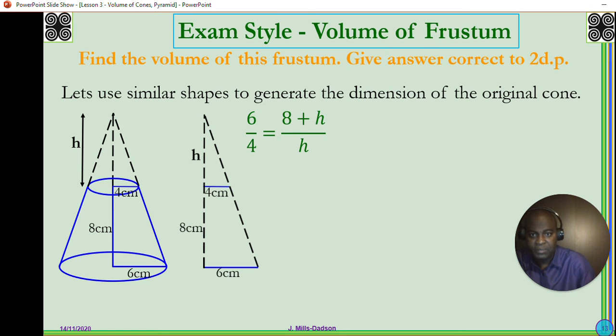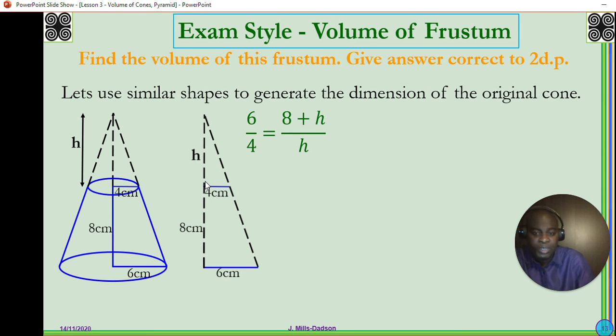First scale factor. If I divide this 6 radius by the second radius, that will give me a scale factor. If I divide the full height, which is 8 plus h, by the chopped height, that's also another scale factor. And these scale factors should be equal. So the bigger radius over the small radius must be equal to the bigger height over the small height. That's what I've just done.